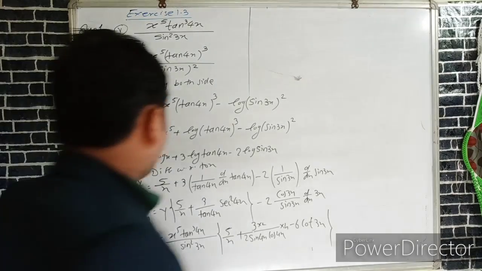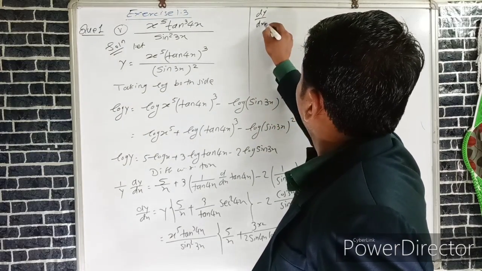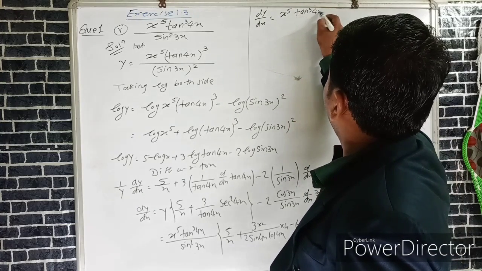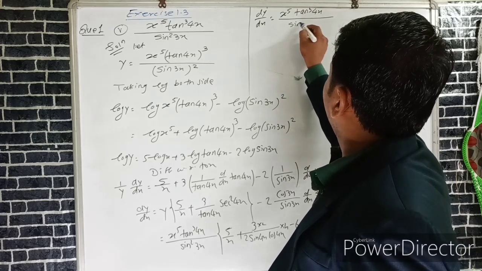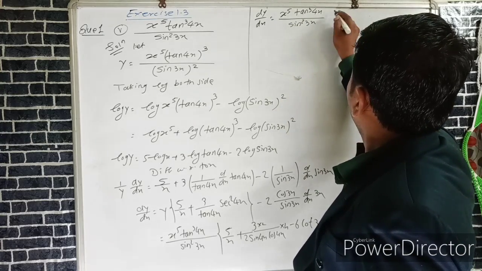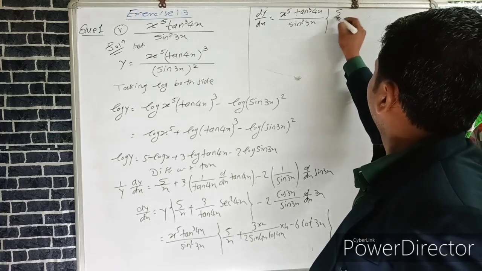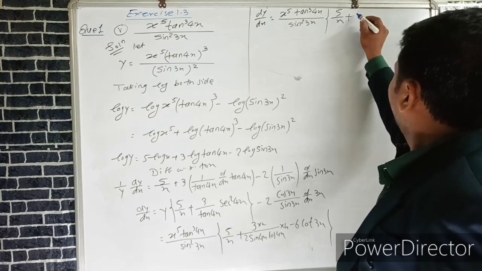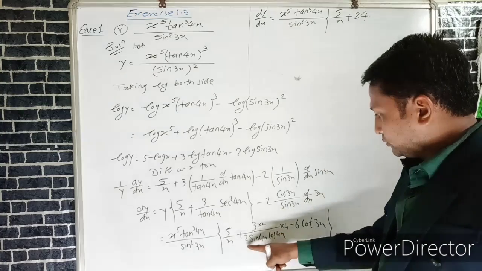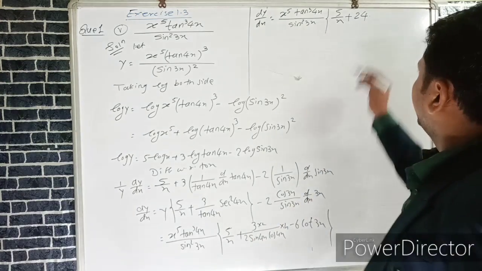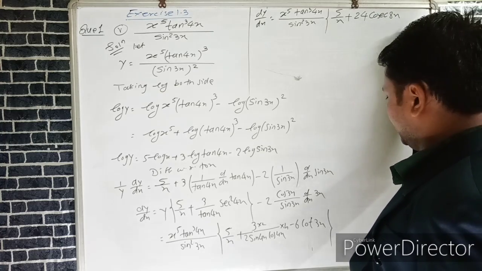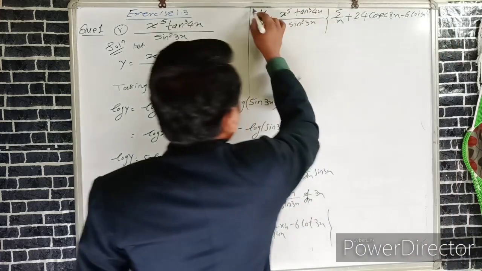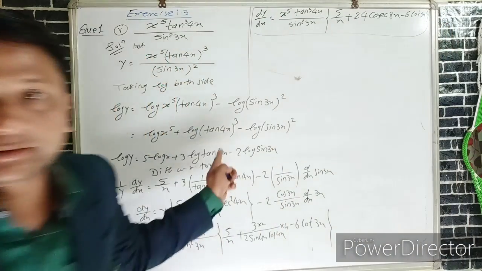This function dy upon dx is equal to x raised to the power 5 tan cube 4x upon sin square 3x into 5 upon x as it is, plus 3 into 2, 6, 6 into 4, 24, 1 upon sin 8x is cosec 8x, minus 6 cot of 3x, which is the required derivative of y, dy upon dx.